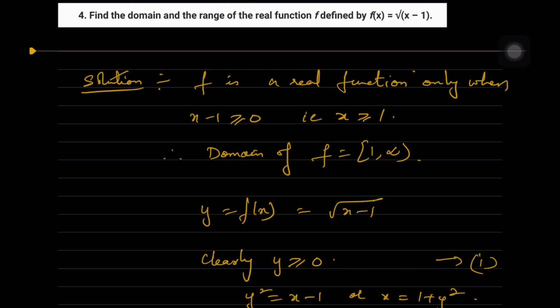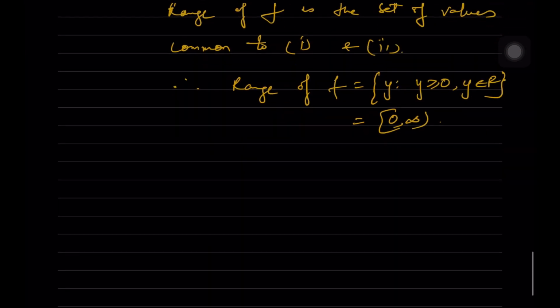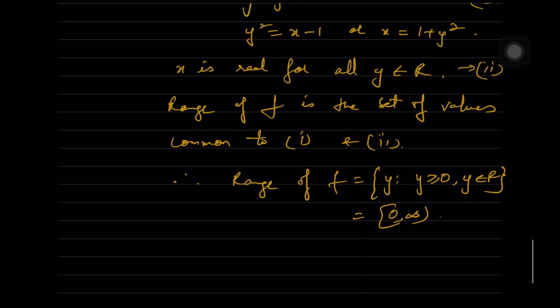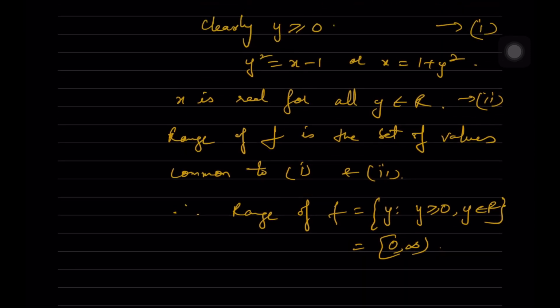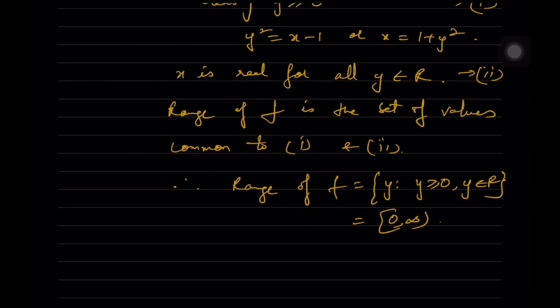but for x the domain is 1 to infinity, and for the range it is 0 to infinity, because you can see over here we are taking common both: y greater than or equal to 0, including 0 there, and y belongs to R means all the numbers in R which are greater than or equal to 0, that is up to infinity. So therefore our range of f is 0 to infinity. Next we'll go to the next problem.